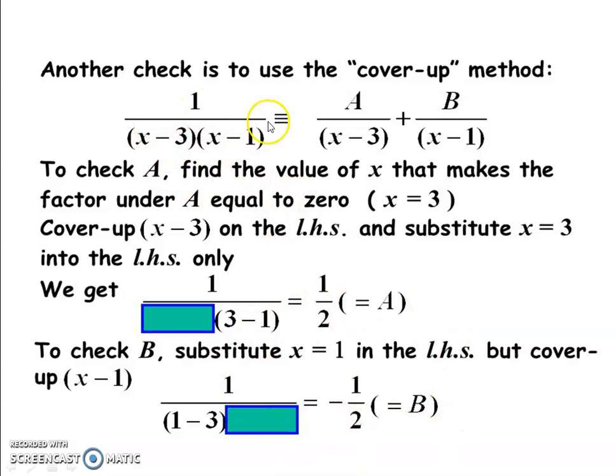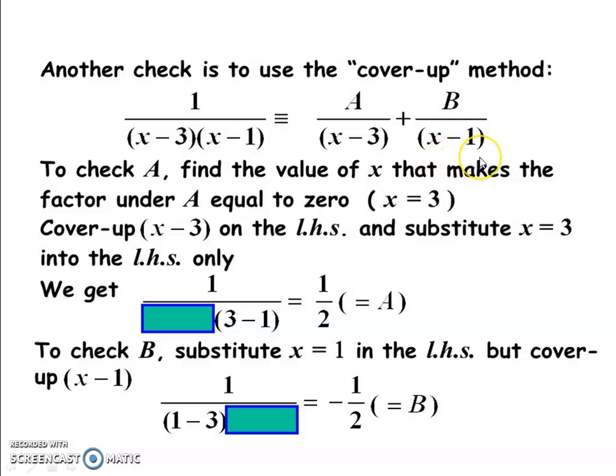I will explain again. In this method we compare LHS and RHS simultaneously. For this purpose we take 1 upon the LHS, which has the pattern 1 upon (x minus 3)(x minus 1). We put x equal to 3 first, because x minus 3 equal to 0 means x equal to 3. We neglect this term because 3 minus 3 is 0. Then 3 minus 1 is 2, so the final answer is 1 upon 2. So that is A.